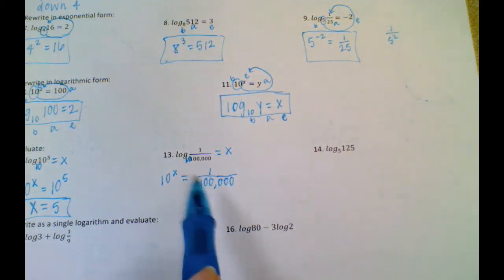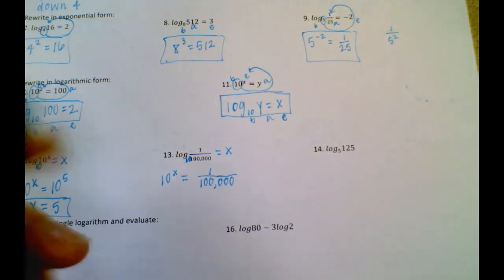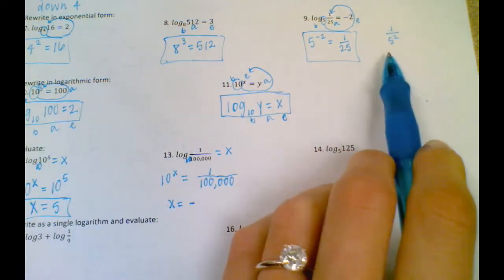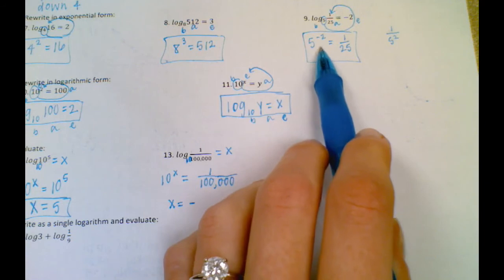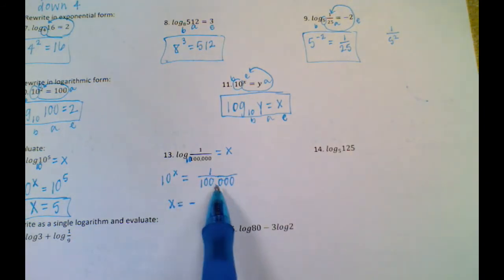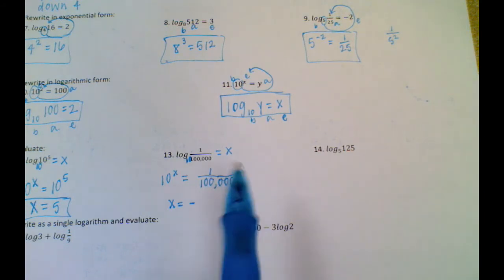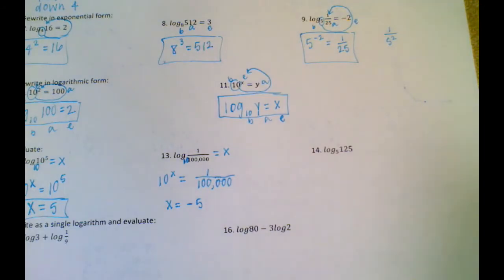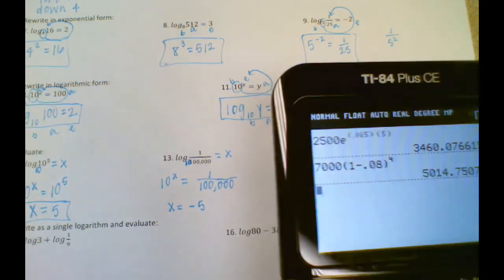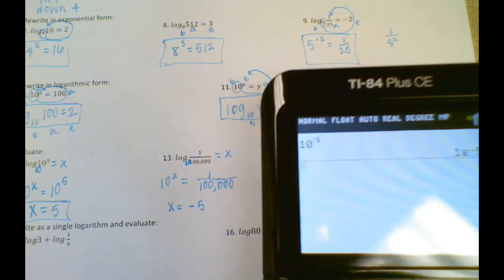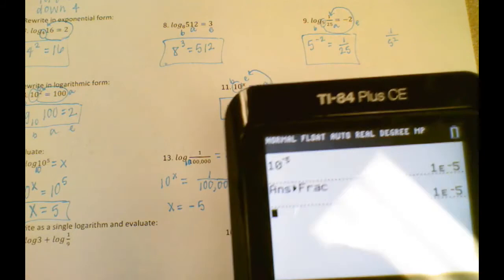Now, we got to think. This 10 ends up in the denominator. So I know X is going to equal a negative number. Kind of like what we did up here with that negative exponent. Okay? So then from here, I just need to count how many zeros I basically have. I have 1, 2, 3, 4, 5. All right? And you guys can double check that in your calculator. You could do 10 to the negative 5th, math, fraction. Oh, it won't give you the fraction.